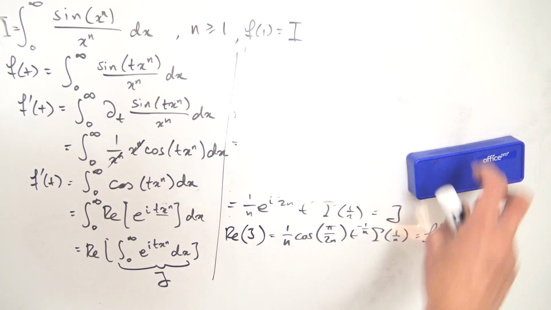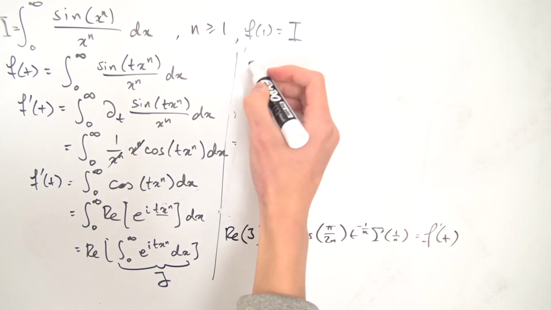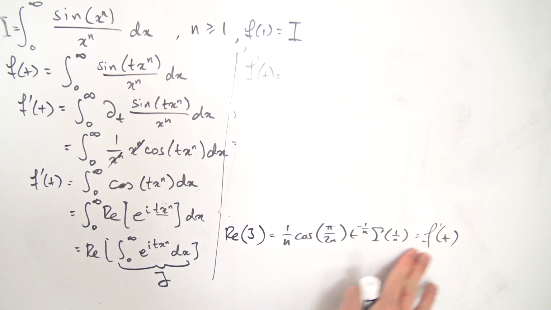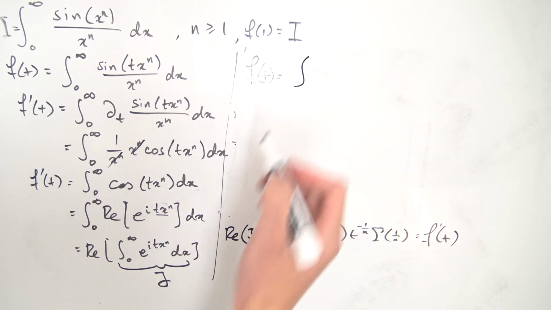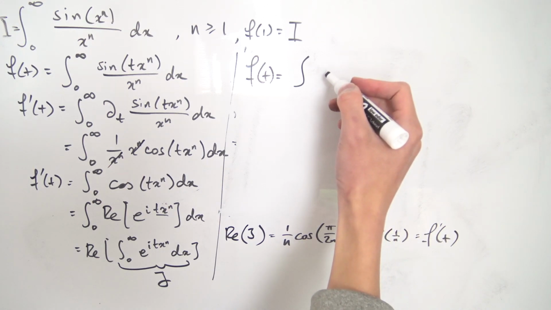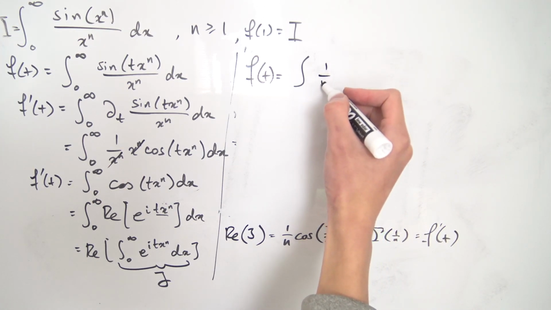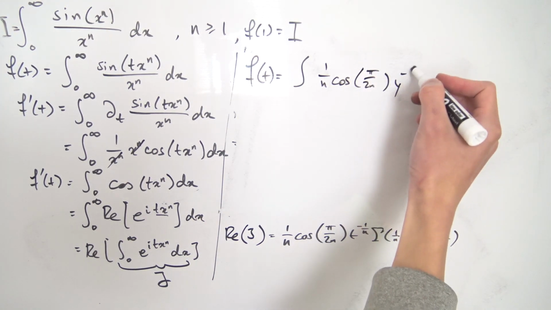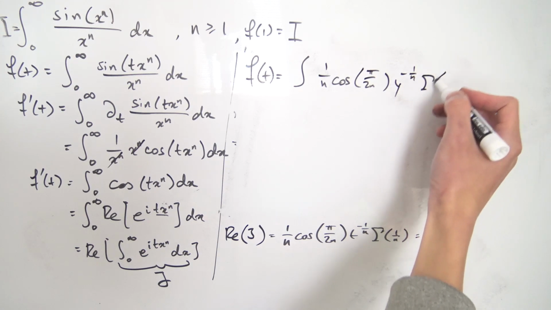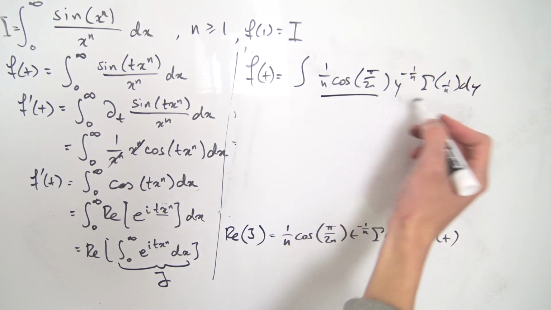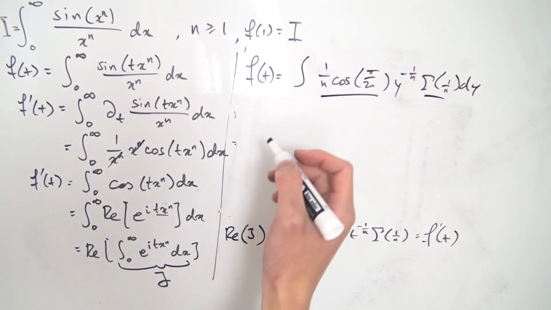So in order to get back, all we have to do is integrate. So f of t is equal to the integral of all this stuff right here. But I'm going to just make one little replacement. I'm going to replace this t with another variable. Let's call it y, for example, and we'll see y later on. So this is equal to the integral of 1 over n cosine of pi over 2n, y to the minus 1 over n, and gamma of 1 over n, dy. And notice this stuff and this stuff, those are just constants, so let's chuck it outside the integral.